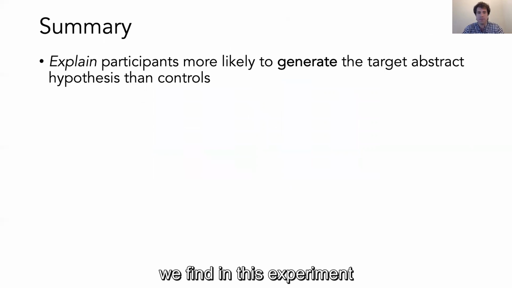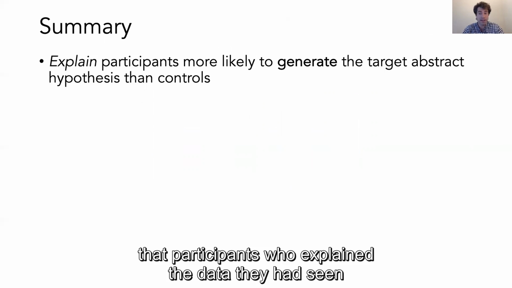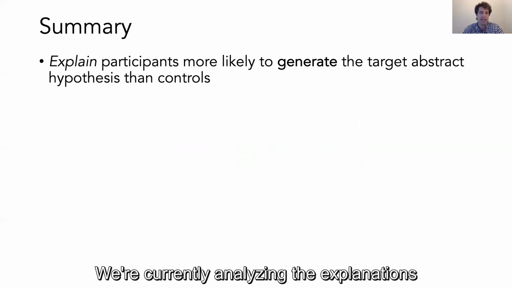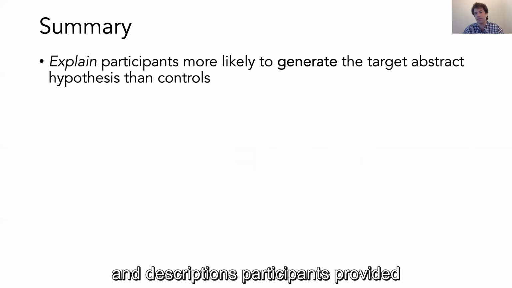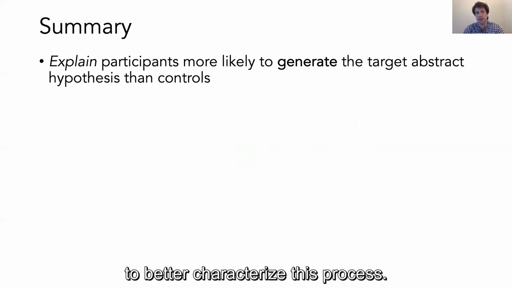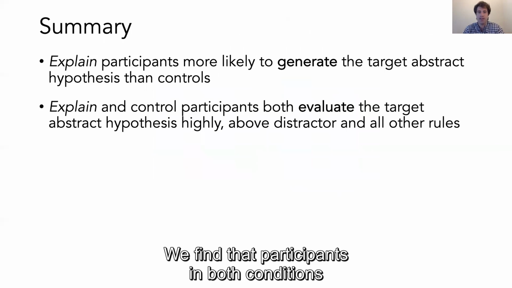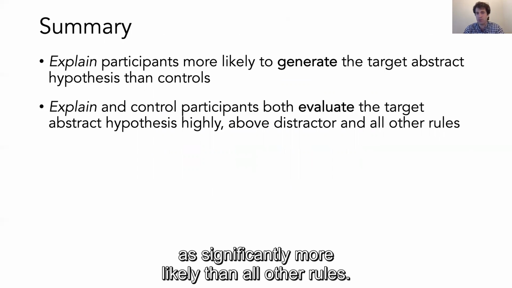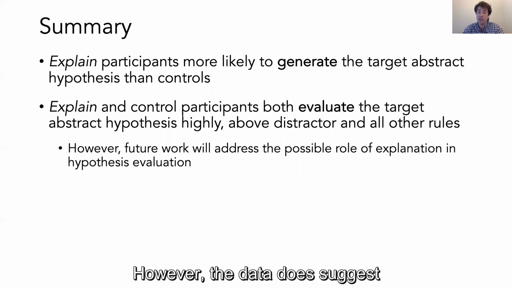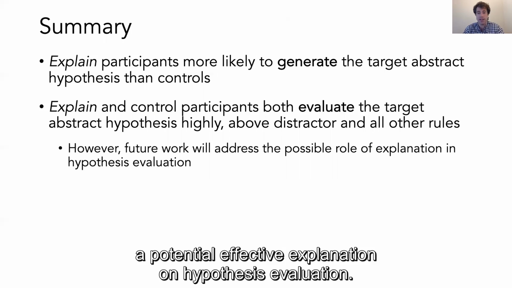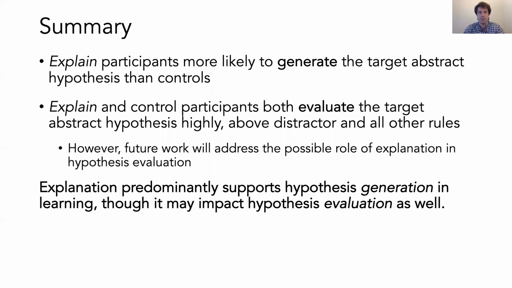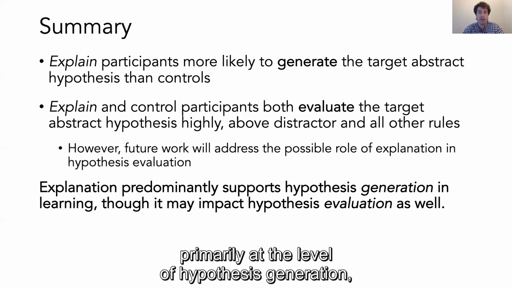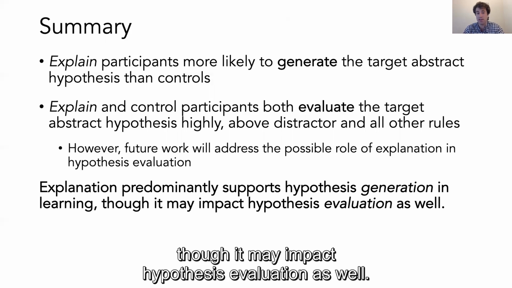So to summarize, we find in this experiment that participants who explained the data they had seen were more likely to generate the target hypothesis than controls. We're currently analyzing the explanations and descriptions participants provided during the evidence trials to better characterize this process. We find that participants in both conditions evaluated the target hypothesis as significantly more likely than all other rules. However, the data does suggest a potential effect of explanation on hypothesis evaluation. What we conclude from these results is that explanation intervenes primarily at the level of hypothesis generation, though it may impact hypothesis evaluation as well.